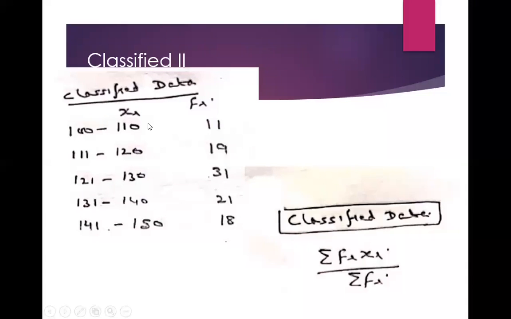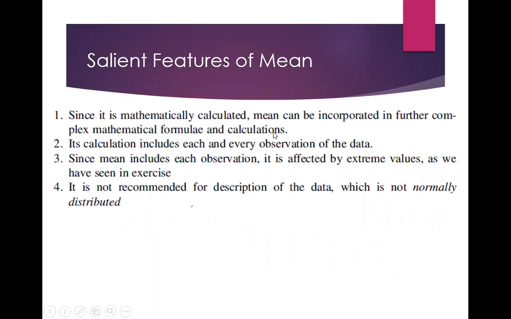So we multiply 105 by 11, 115 by 19. We write all those multiplications in a separate column. We summate all those multiplications and divide it by summation of frequencies. So these were the formulae for arithmetic mean.